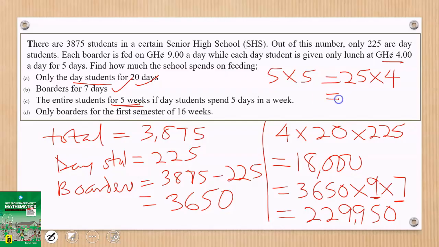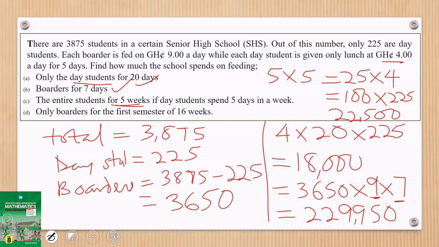So how much would that be? That will give us 100. Now, this 100 times the total number of day students that they are feeding, which is 225, will give us 22,500. So on the part of the day students alone, they'll spend 22,500.